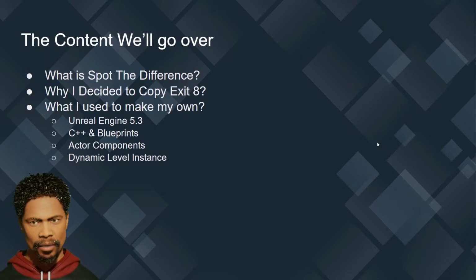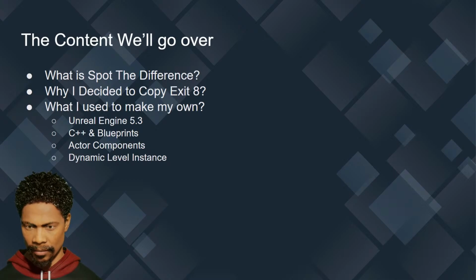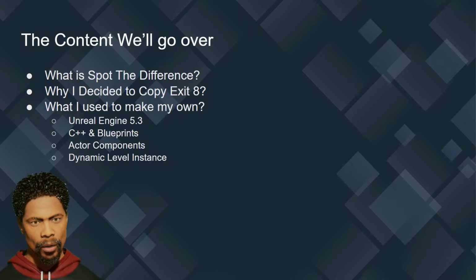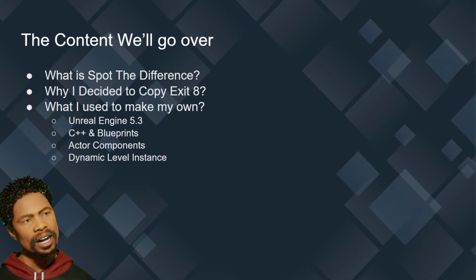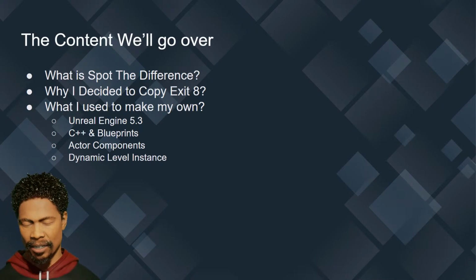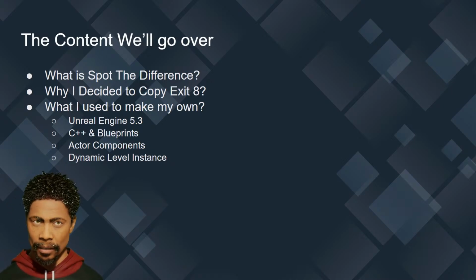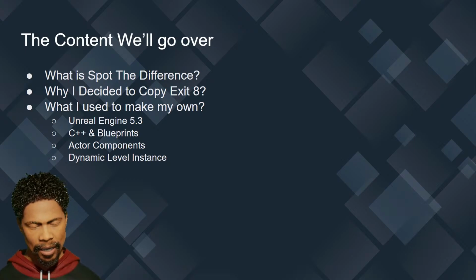Quickly going over: what is spot the difference? Why did I decide to copy Exit 8? What did I use to make my own? Spoilers, there's a lot I went through. Looking at the middle one, I realized I haven't done a slide for that, so I'm going to have to improvise on how I did it. This one's just kind of straightforward. It's not fully blueprint, it's mostly C++ and blueprint. I'll go over that later on.